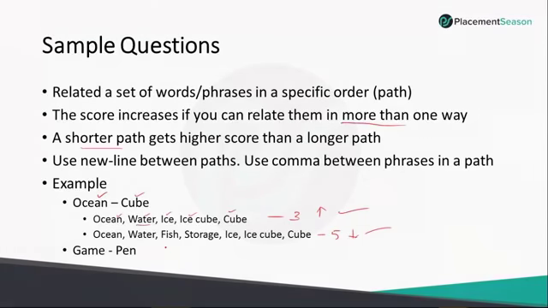So one way of relating game with a pen is game, winner, autograph, pen. So this is one way of relating game with a pen. You can use two words: winner, autograph, and pen. Similarly, you can link the game and the pen with game, score, pen. Score is marked with pen. So these are some examples.